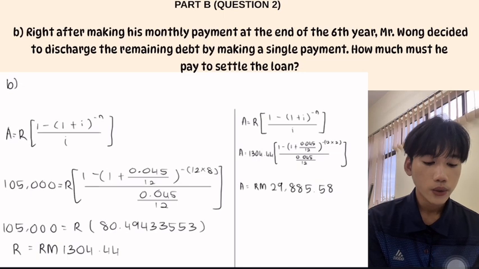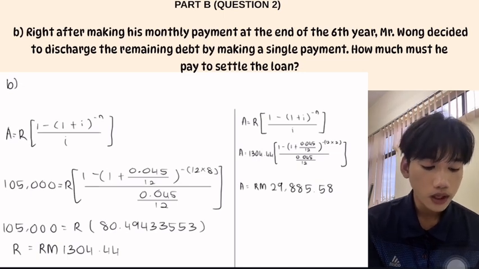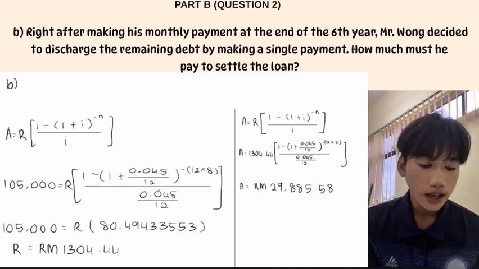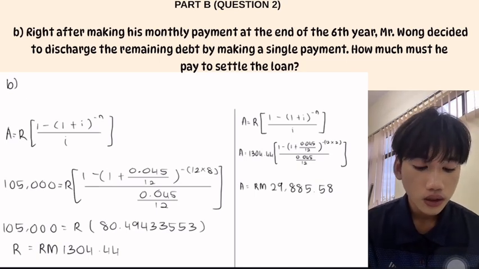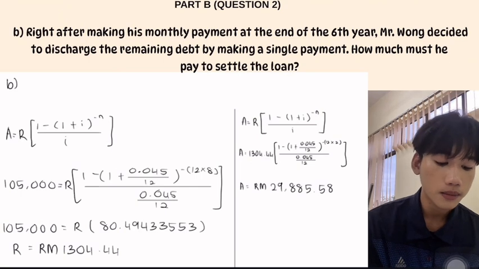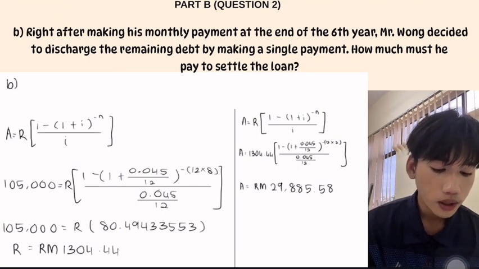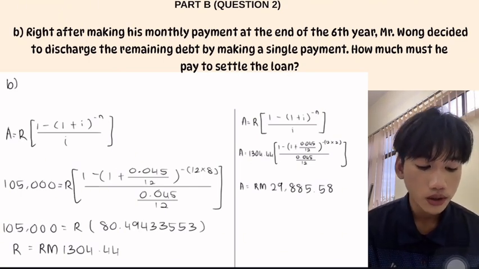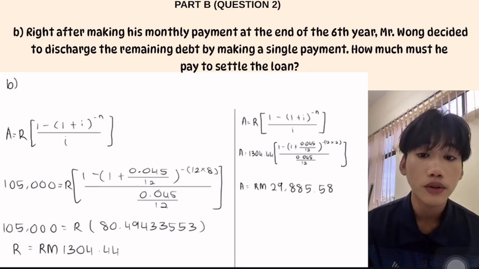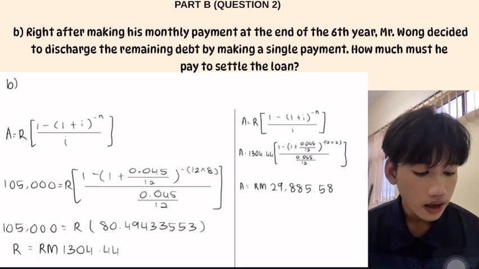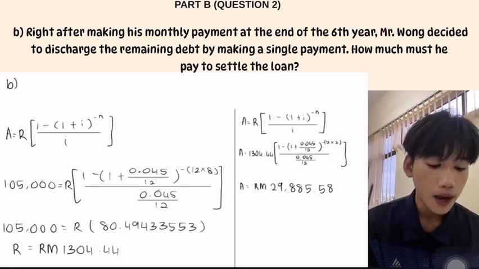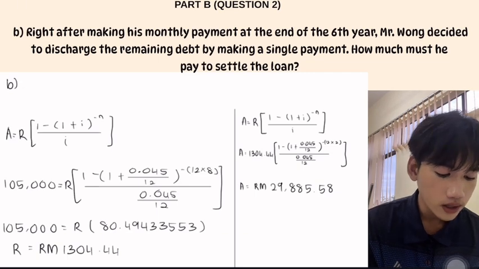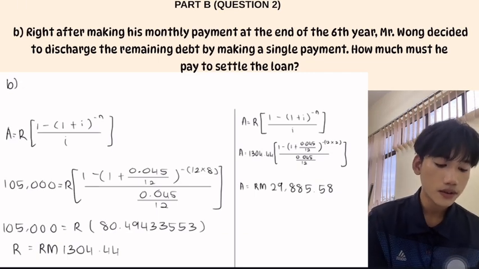Then we're going to use it in the same formula to determine the A. If Mr. Wong has another 2 years that he wants to make a single payment, for the equation, we're going to use RM1,304.44 as the R, and 0.045 as the K, and 12 as the M, and 2 as the T. We're going to get RM29,885.58.